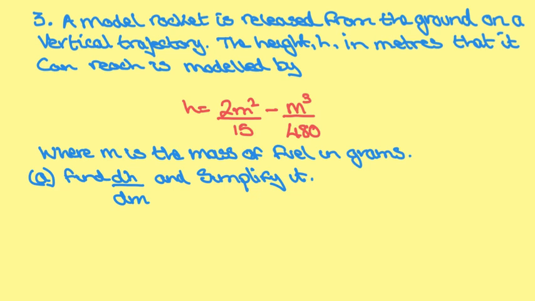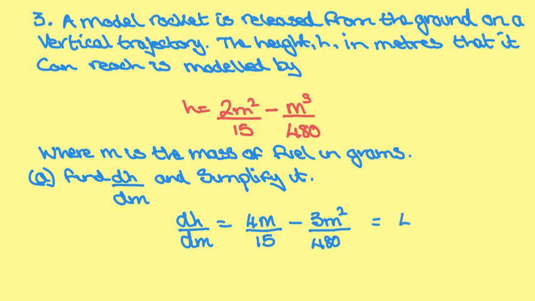So dh over dm is equal to 2 times 2 is 4m over 15 minus 3m squared over 480, which is equal to 4m over 15. 3 and 480 will cancel to leave us with m squared over 160.